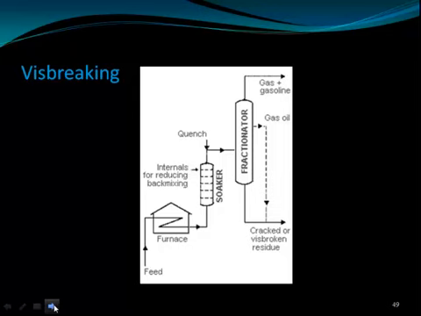So here the feed is taken to the furnace, then it is sent to the soaker. It will have internals for reducing back mixing, and it is sent to the fractionator where it will be fractionated into lower compounds to improve the pour point and lessen the viscosity. Then we can separate the gas or gasoline. Then we can quench for the limited cracking of the given petroleum crude product.